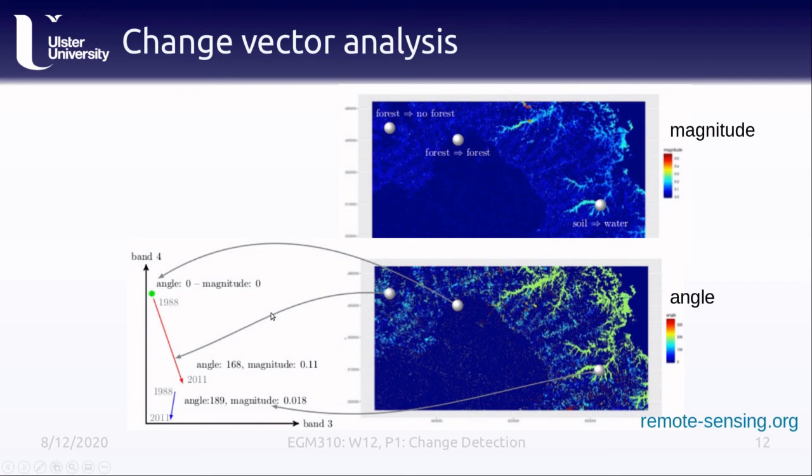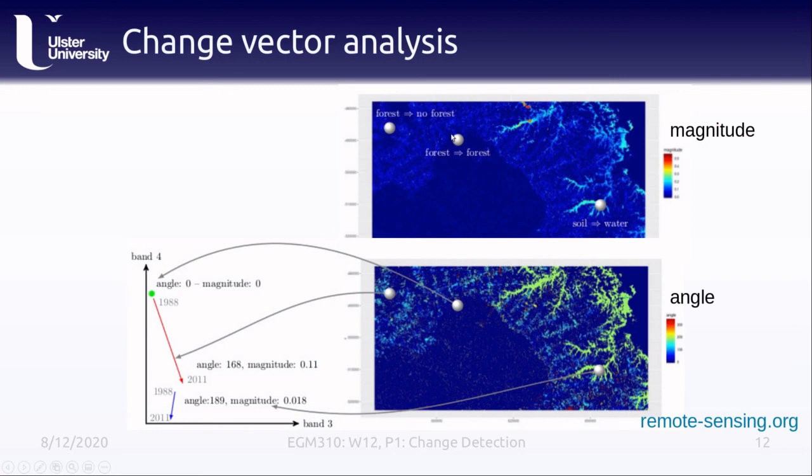Here you can see three different examples of pixel change. The first representing no change. We had a forest pixel in 1988 and it was still forest in 2011. Because the pixel values are the same in both years, the angle and magnitude of changes is of course 0.